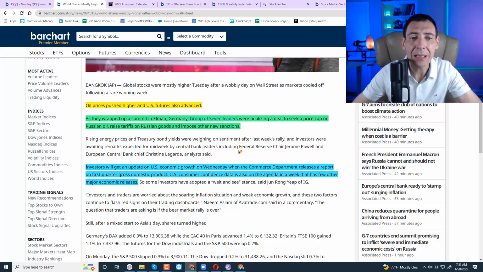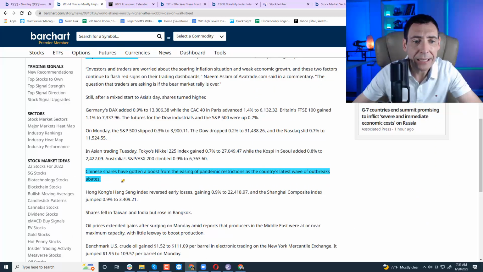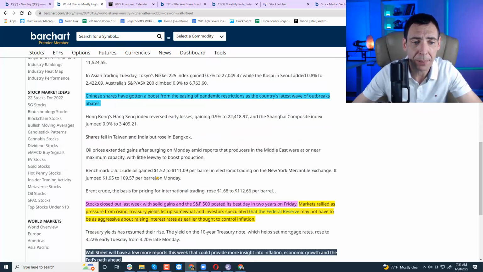Investors will get an update on U.S. economic growth on Wednesday from the Commerce Department, with the first quarter gross domestic product, the GDP. U.S. consumer confidence data is coming out today at 10 a.m. That's what I just talked about. China shares have gotten a boost from easing pandemic restrictions, and one of their big cheeses said last week that they're going to take extraordinary measures to spruce up the economy. So that's very, very big in my opinion.